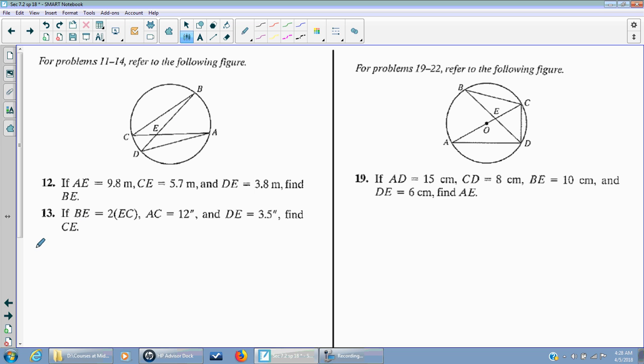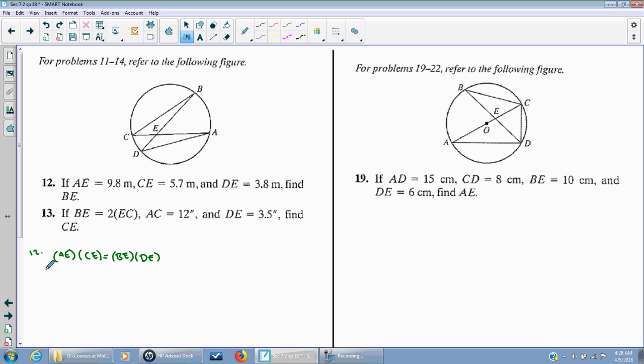On number 12, what do we know? We know that AE times CE equals BE times DE, because I'm looking at chord AC and chord BD, and when they intersect, the product of the parts of one chord equals the product of the parts of the other. So plug in what we know here.